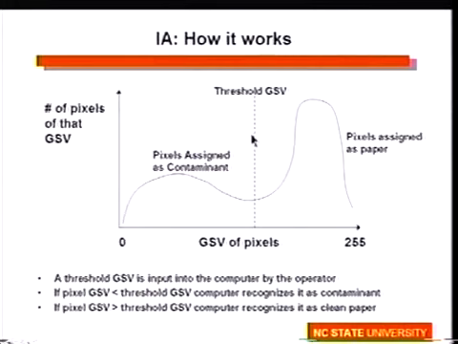What the computer does next is it takes the image and says, okay, everything below this grayscale value is going to be dirt, and everything above this grayscale value is going to be clean paper. And that's all it does. And so it gets the area covered by pixels of paper and the area covered by pixels of dirt, and then it can calculate a parts per million in the same way that we did it manually historically.